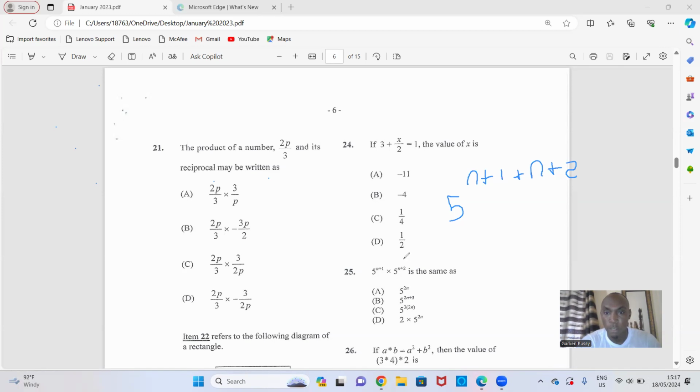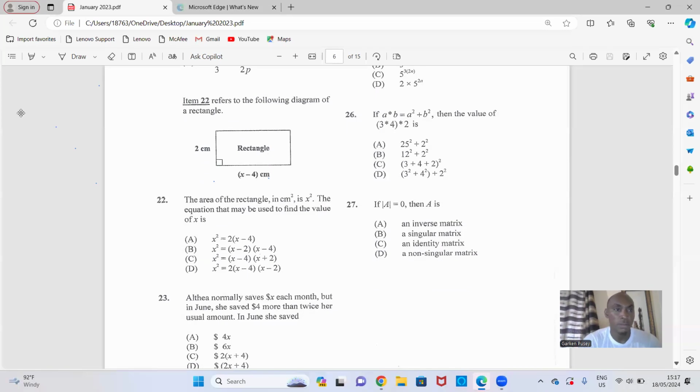So n plus 1 plus n plus 2. So n plus n is 2n. So this gives me 5 raised to the 2n. And 1 plus 2 is 3. So my answer is 5 raised to the 2n plus 3, which is B for my answer. Right, and we can now jump to the next question, which is question number 26.